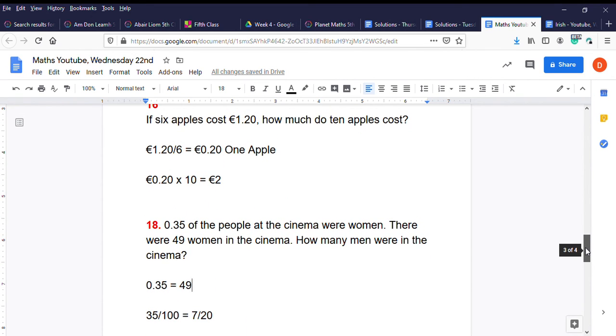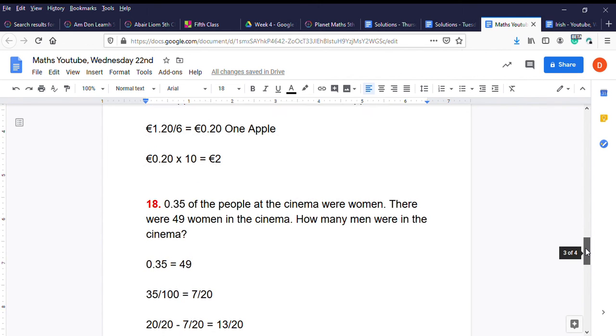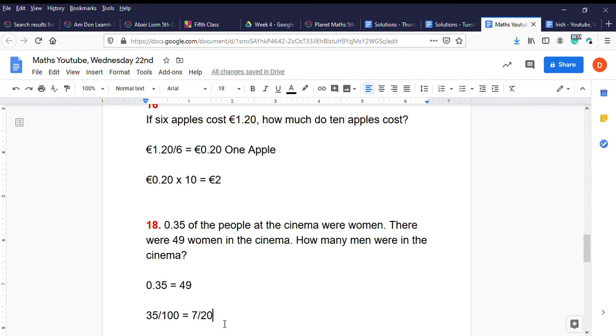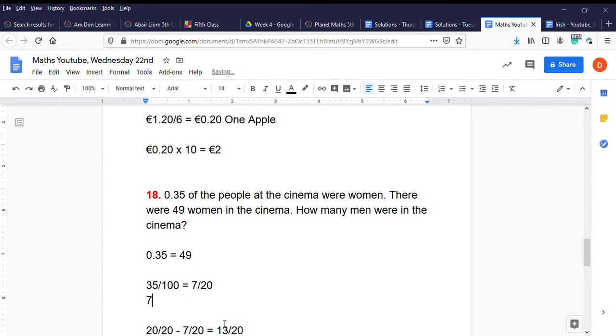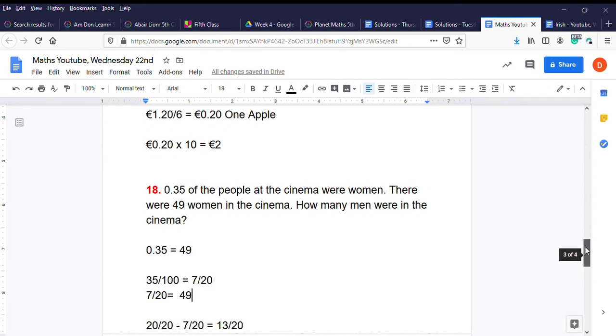We have to then convert 0.35 to a fraction, which is 35/100, or when we simplify it, 7/20. So 7/20 of the people in the cinema were women, and again, there were 49 women. How many men were there? Well, if 7/20 of the people in the cinema were women, then 13/20 were men.